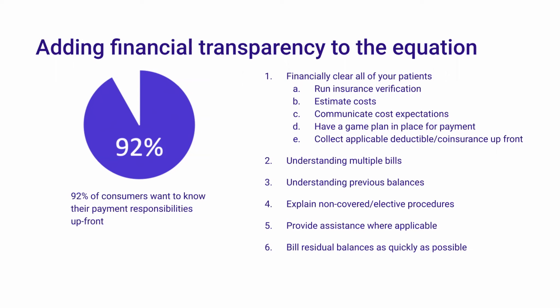So step one of adding financial transparency is something that every practice should be doing, and it's financially clearing all of your patients. There are about 5 steps here that I consider under financially clearing. There are a few additional things, like making sure that you have authorizations and referrals on file, but these few are really focused on the literal financial component of clearing all of your patients.